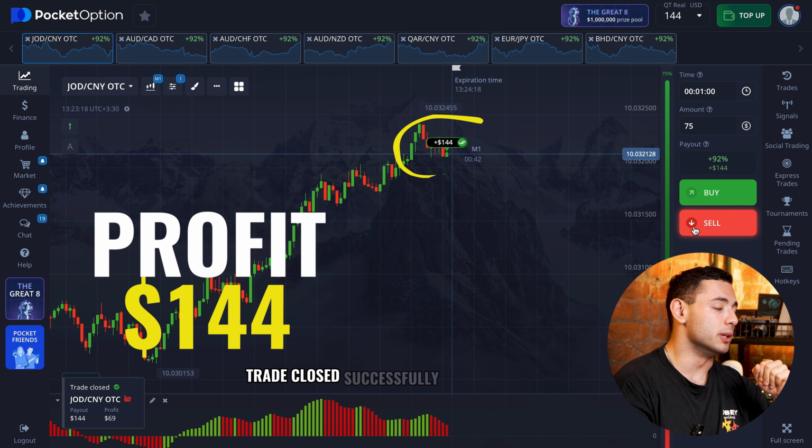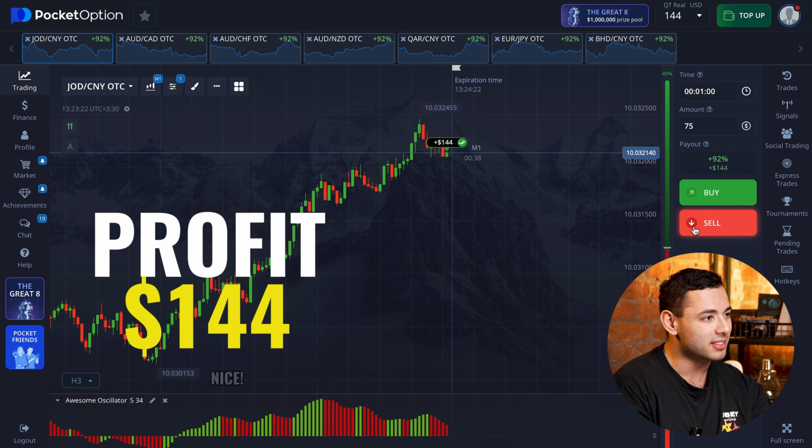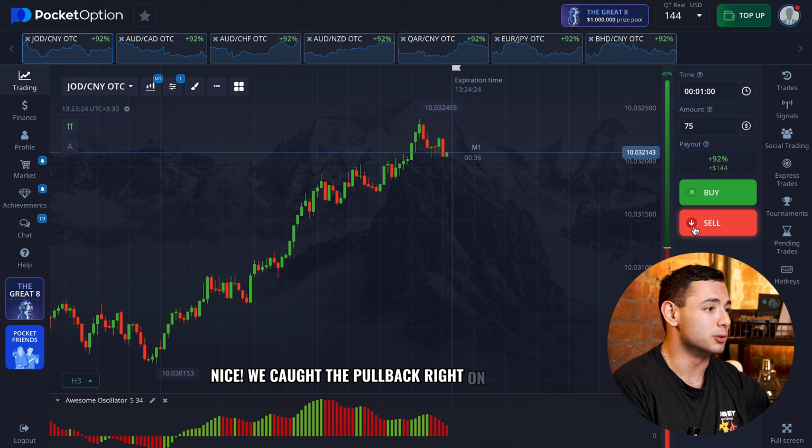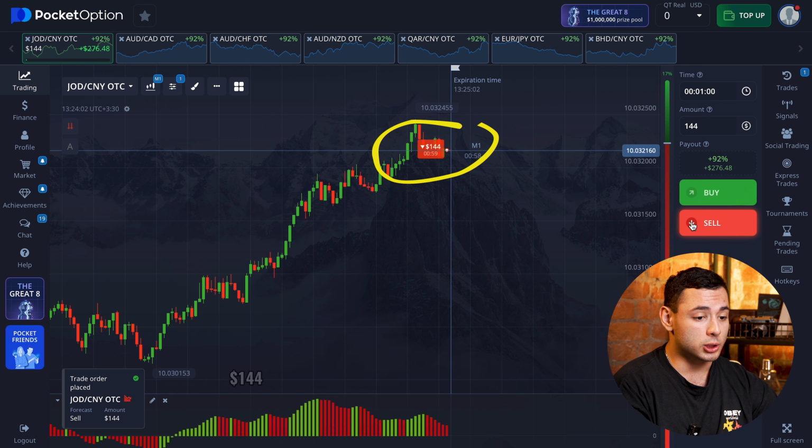Trade closed successfully. $144 locked in. Nice! We caught the pullback right on trend weakness. Opening the second put trade, $144.